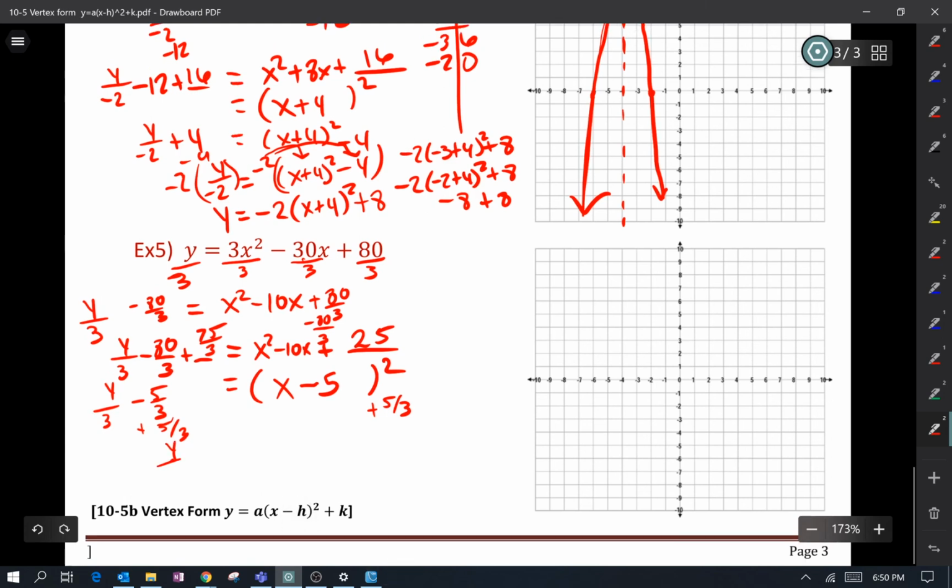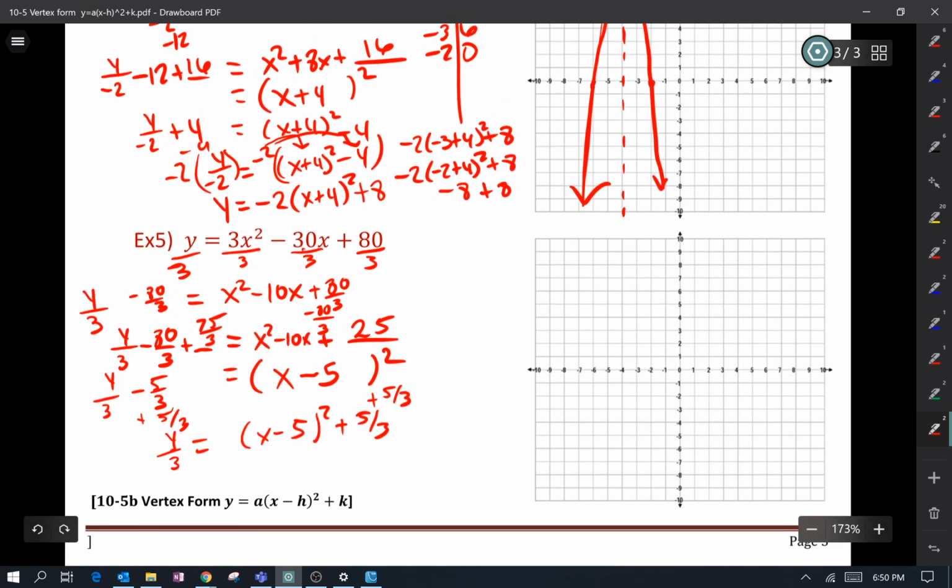We get y over 3 equals x minus 5 squared plus 5 thirds. Then multiply everything by 3. And we finally get y equals 3 parentheses x minus 5 squared. Now 3 times 5 thirds is 5, so plus 5. So where's the vertex? What am I subtracting? I'm subtracting 5. What am I adding? I'm adding 5, so it's 5, 5.